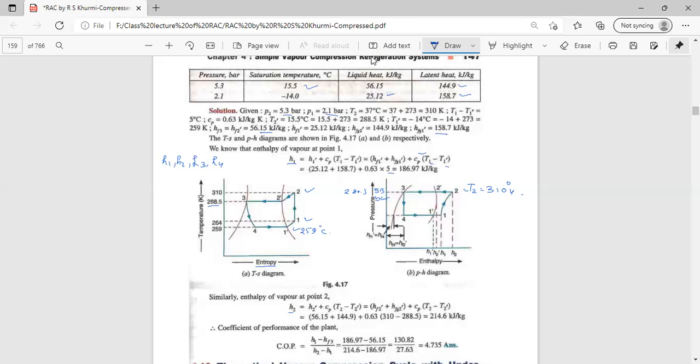So the coefficient of performance of the plant is H1 minus HF3 divided by H2 minus H1. H1 we have calculated as 186, H2 as 214, and HF3, the liquid-state enthalpy, we got from the chart as 56.5. If we put them together and subtract, we get the COP as 4.735.